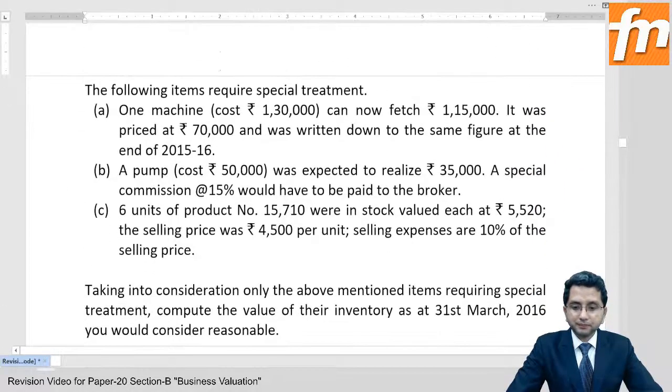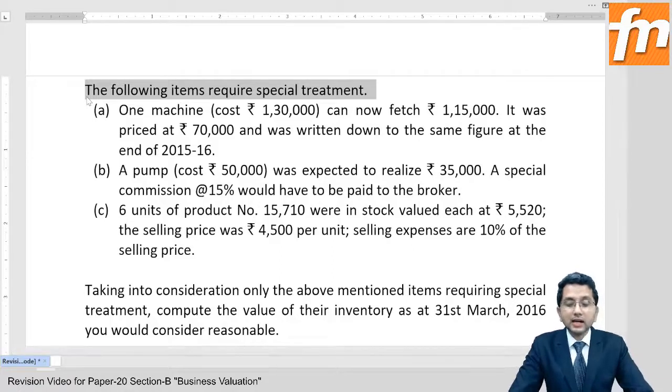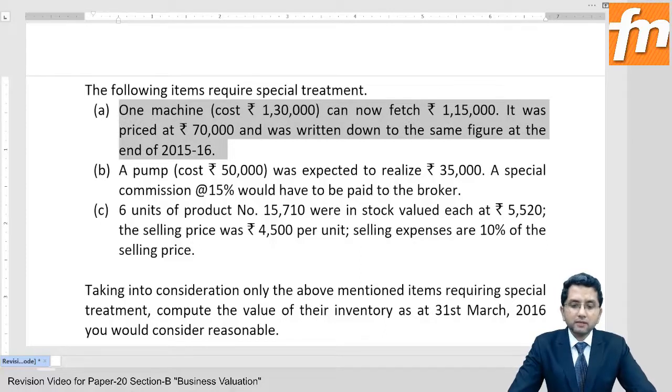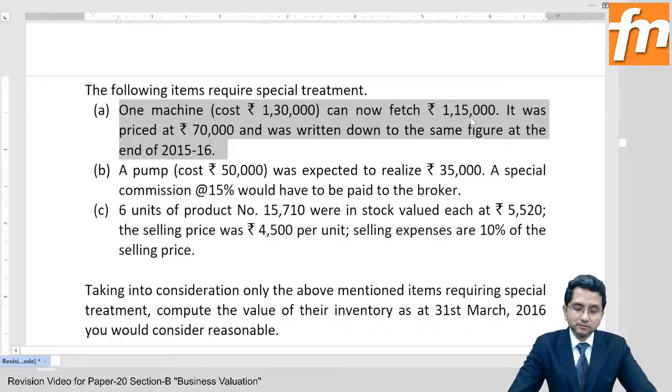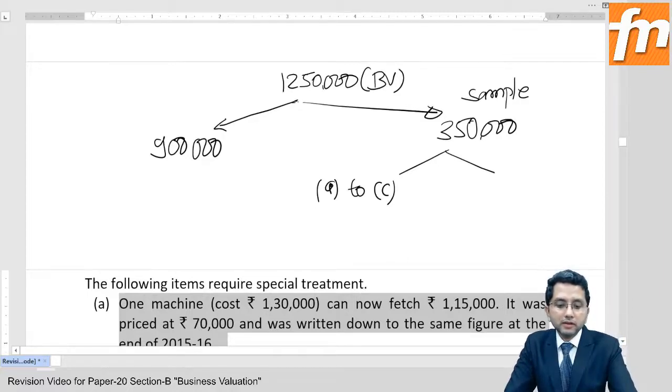Now the next thing. The following items require special treatment. These are ABC items. One machine, that is one inventory item, which has a cost of rupees 1,30,000, can now fetch rupees 1,15,000. So cost or realizable value, whichever is lower, this item A should be valued at 1,15,000.